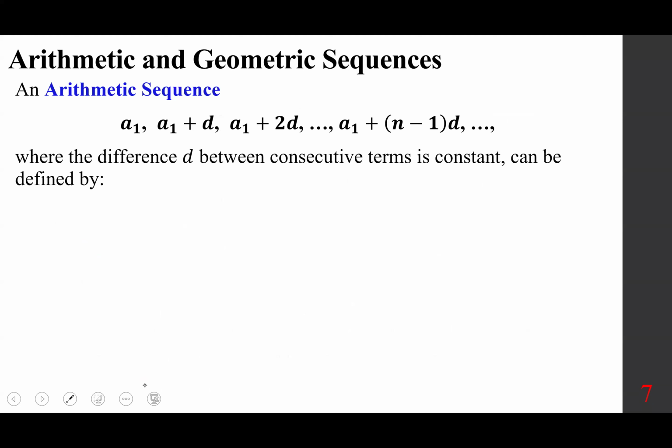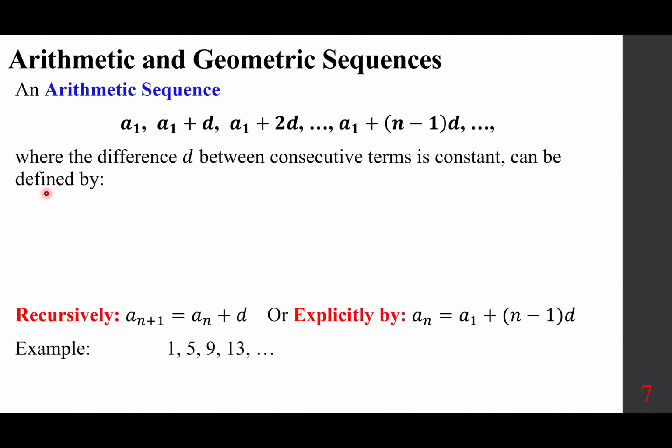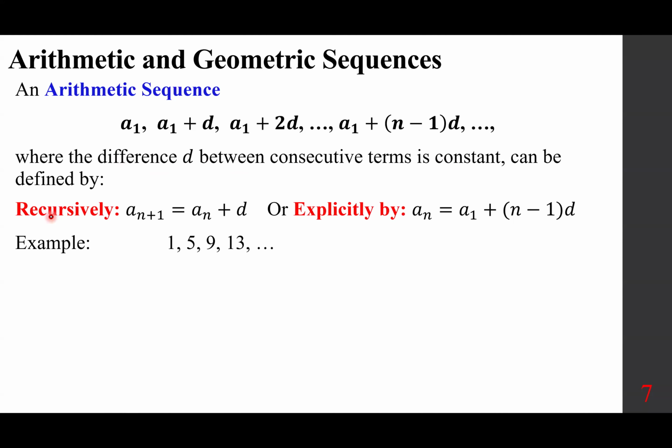A couple of them that we've already seen, and we will discuss them with more details later, are as follows. One of them is an arithmetic sequence. A sub 1, a sub 1 plus d, a sub 1 plus 2d, and so forth, where the difference d, also known as distance, between consecutive terms is constant, can be defined recursively, a sub n plus 1 is a sub n plus d, or explicitly by a sub n equals a sub 1 plus n minus 1 times d.